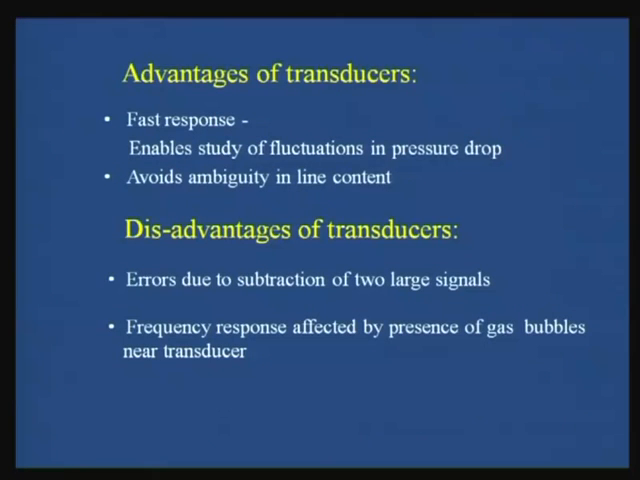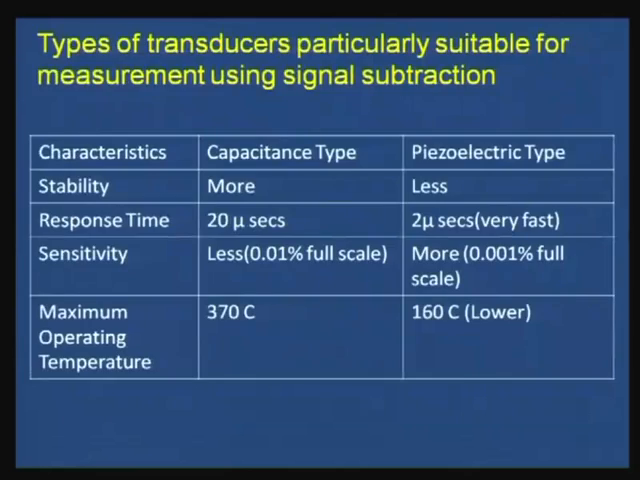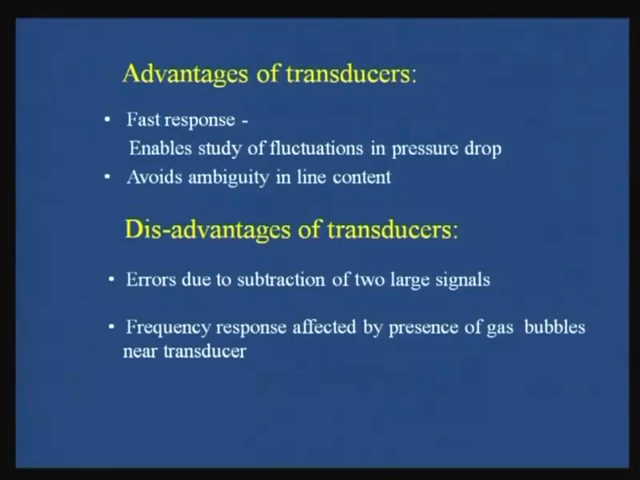And definitely the other disadvantage is, even though there is no connecting line, no tapping line between the tapping point and your transducer, it is very much affected by the fluid present near the wall mounted transducer. Even if there is a very small bubble present, it is so sensitive that it affects the response. So, therefore, this is another disadvantage. Frequency response is extremely affected by the presence of gas bubbles near the transducer. So, naturally in that case, the more important problem is errors due to subtraction of two large signals.